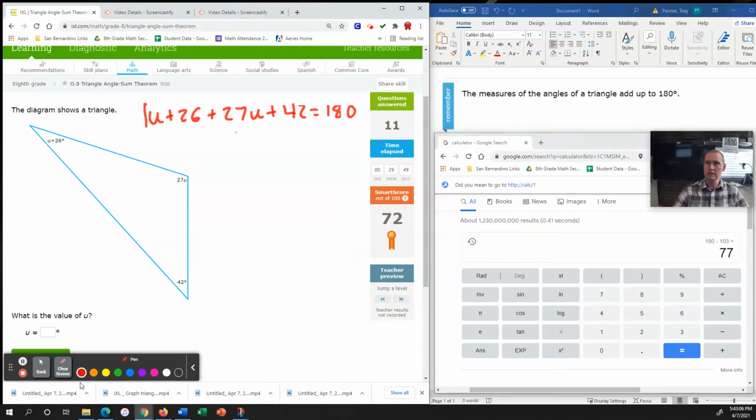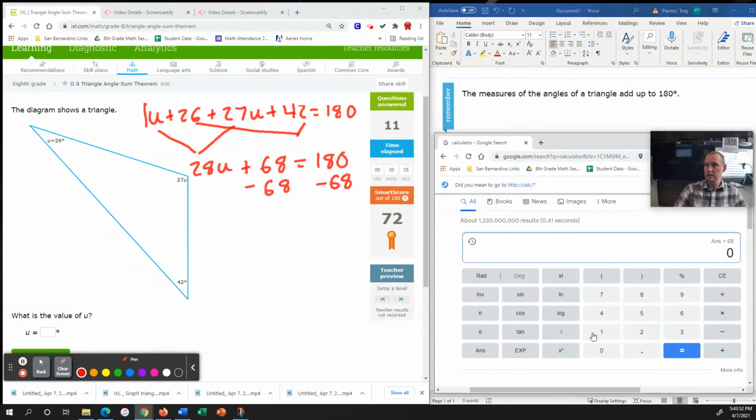One U. So what we can do is we can put our U's together. So 1U plus 27U is a 28U. And our numbers of 26 and 42 put together. So 26 plus 42 is 68. So plus 68 equals 180. All right, let's subtract out 68 and divide by 28, and let's see where that takes us. So minus 68 minus 68.